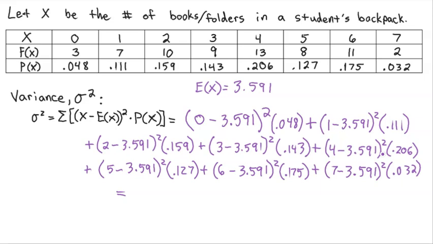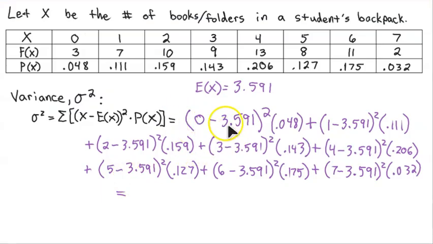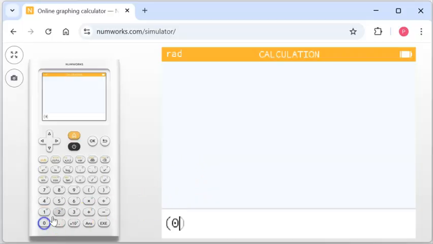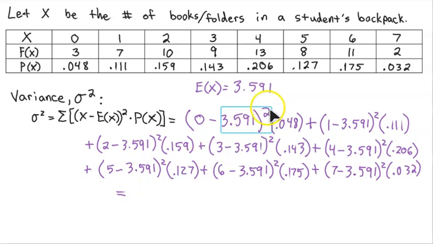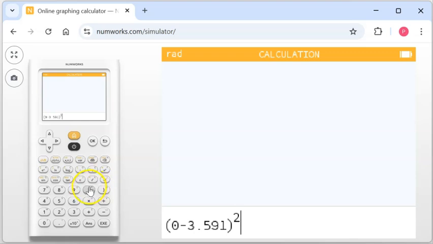So I'm actually going to use a graphing calculator. I'm going to pull up the NumWorks calculator. All right, so I'm going to type it in exactly how we see it here. We have parentheses, so on the calculator we have a parenthesis button, and then I can just key in 0 minus 3.591. Close the parenthesis, then I can square, here's the square button, and then parenthesis 0.048, and then close the parenthesis.